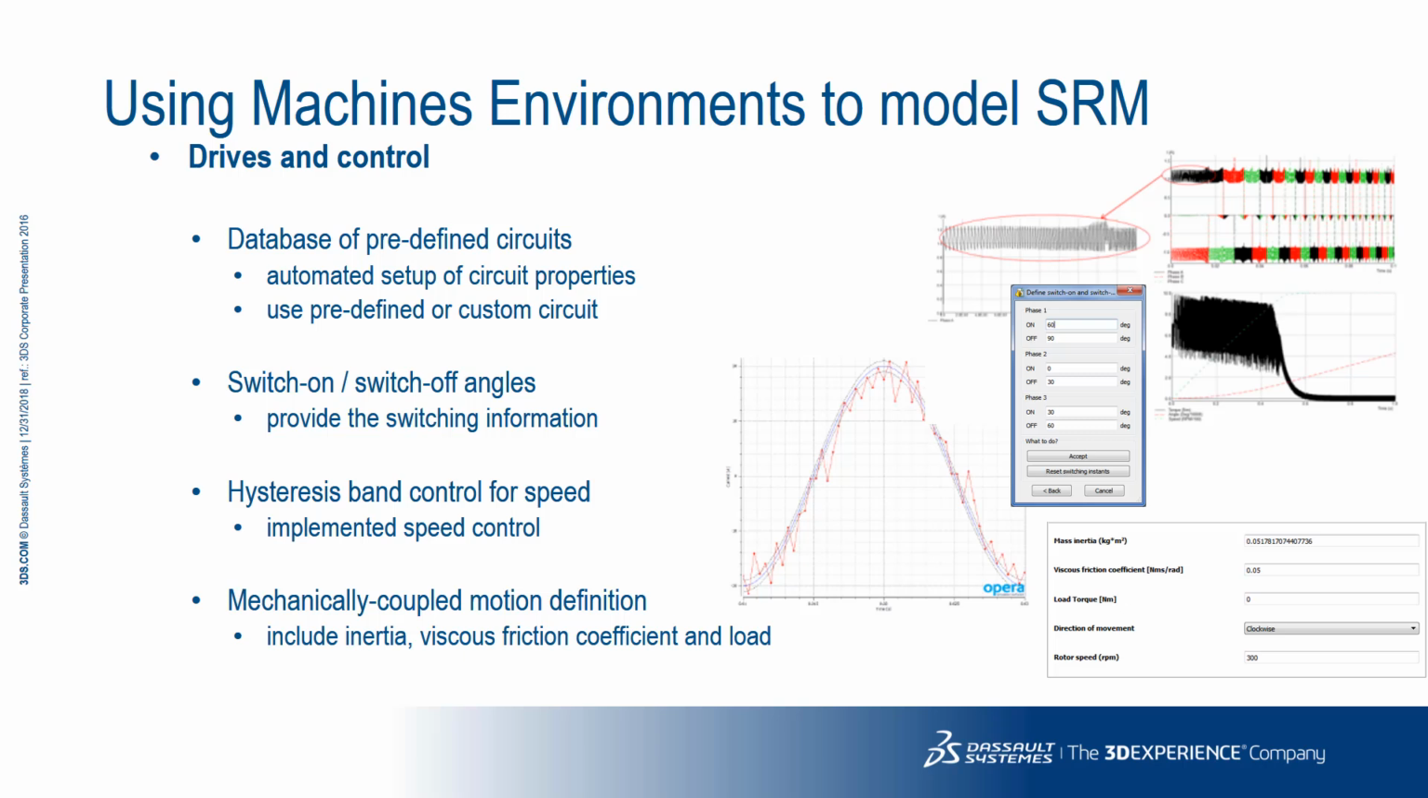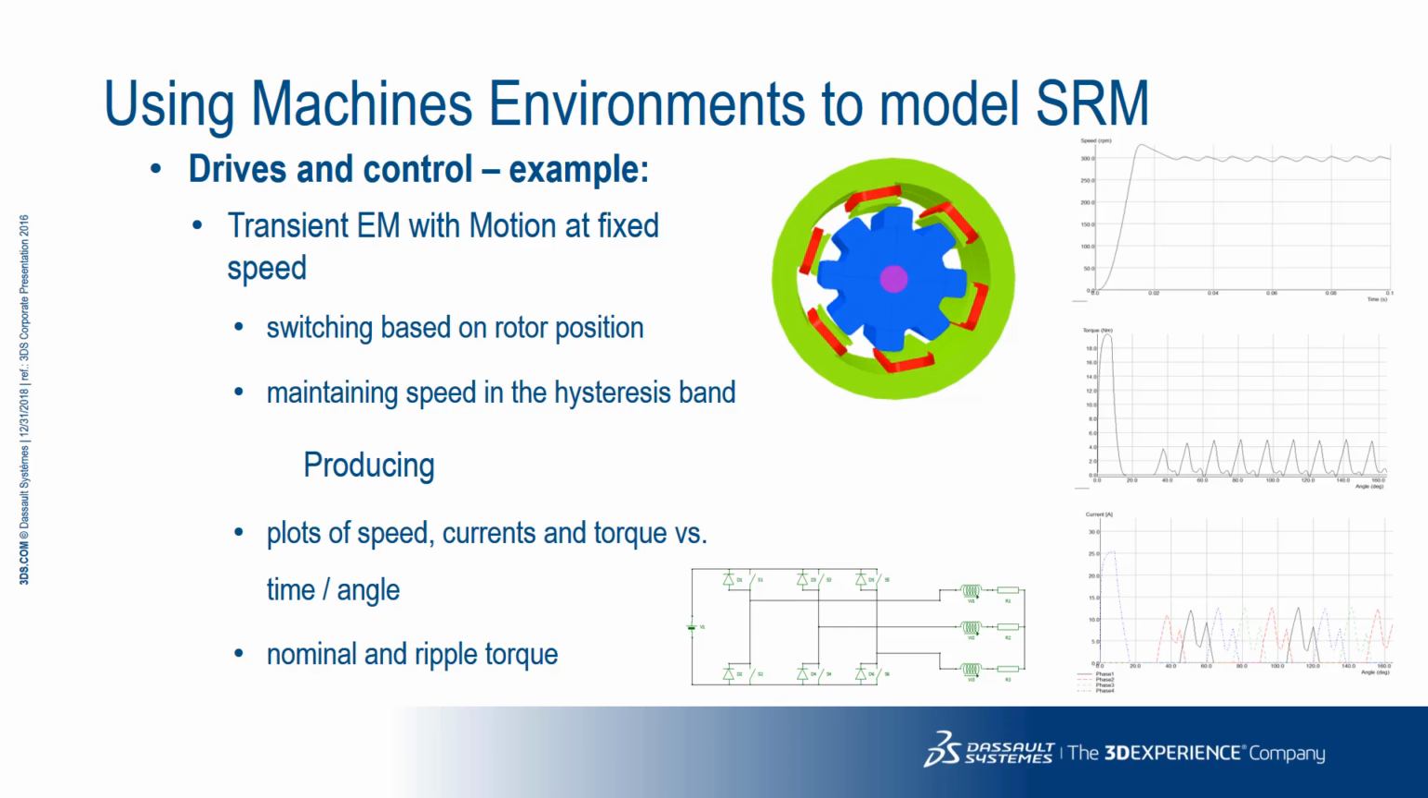The drive will be configured automatically to match the type of analysis you wish to perform and the machine type selected. For example, if we choose to perform a transient electromagnetic problem with motion at a fixed speed, then the environment will set up the appropriate circuits and switching parameters. And in the post-processing stage, the environment will automatically display results such as speed, current, and torque versus time or angle. It will also calculate nominal and ripple torques and save them in files for easy reference.